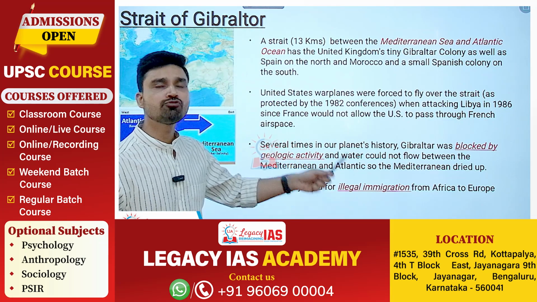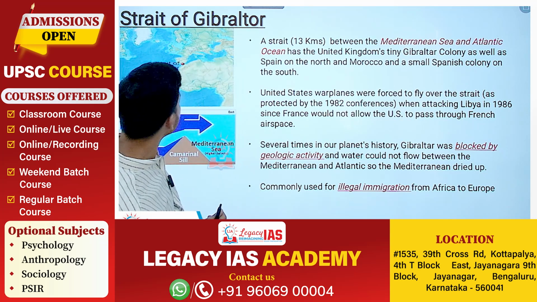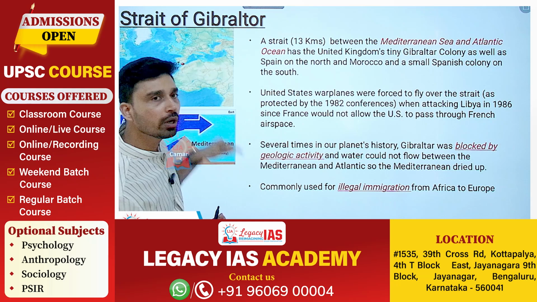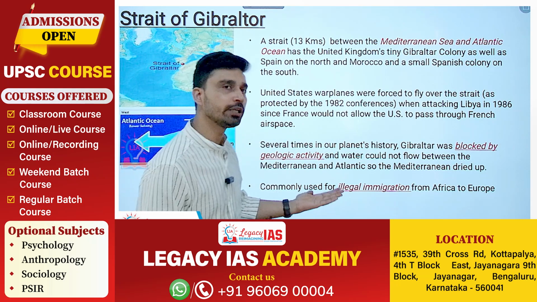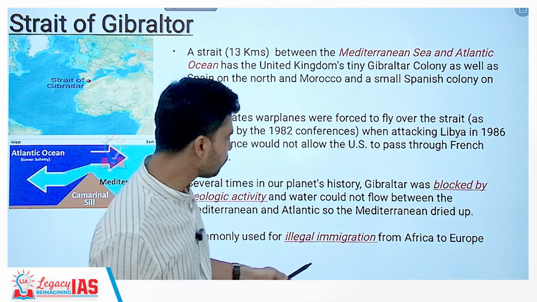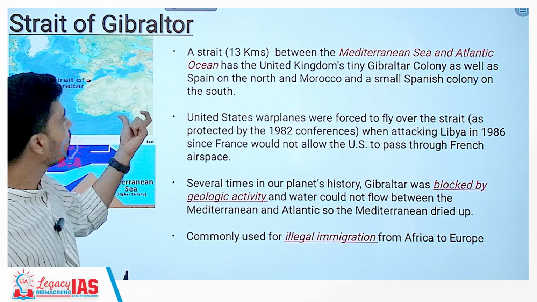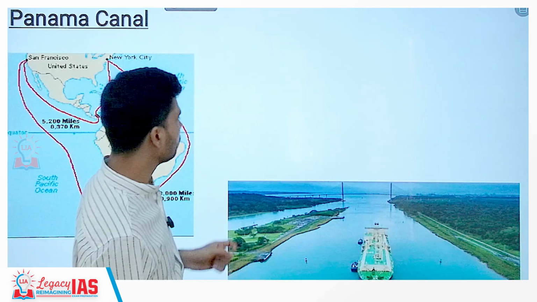Now the Strait of Gibraltar also keeps coming in news because, as you can see, this is a very important water channel, very important water pass that also connects the continent of Africa and Europe. And that is why this water body is also used many times for illegal immigration from Africa to Europe, especially from the West African and the North African countries.